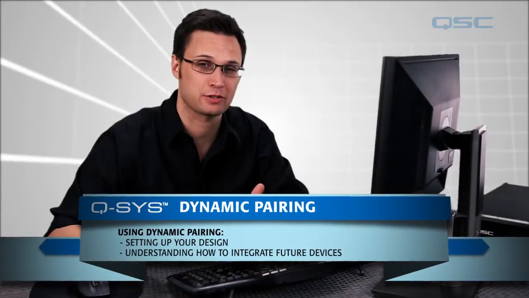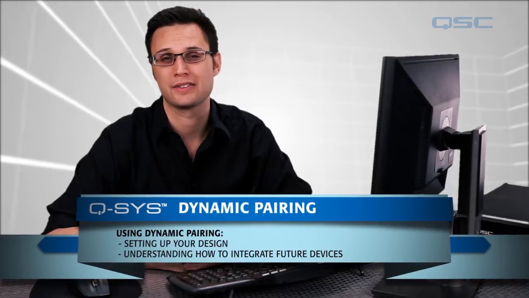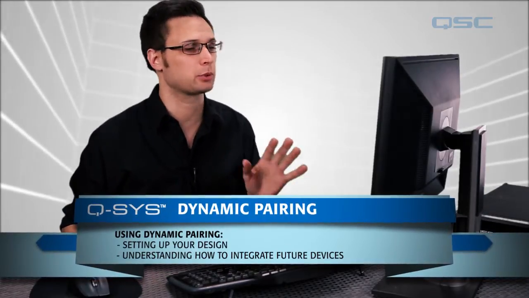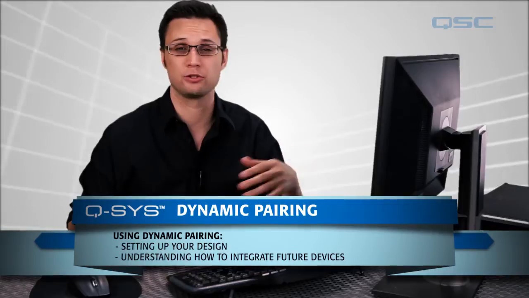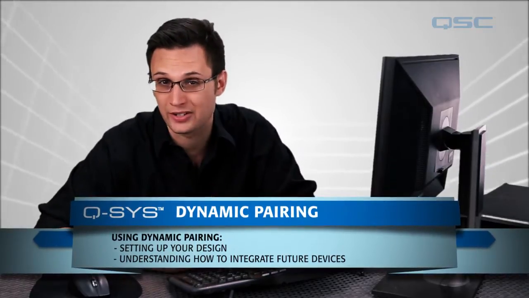Dynamic pairing is a special feature in the Q-SYS Designer software that allows you to link a virtual peripheral device in your design to a new physical hardware device on your network without having to reload your design. If you weren't using dynamic pairing, then the only way to add new hardware is to take your system offline, update your design, and then redeploy. Something that you don't really want to do if your sound system is crucial in running your business.